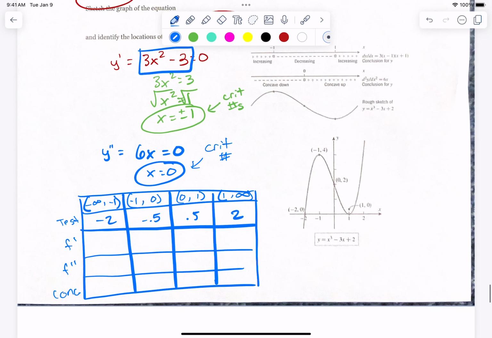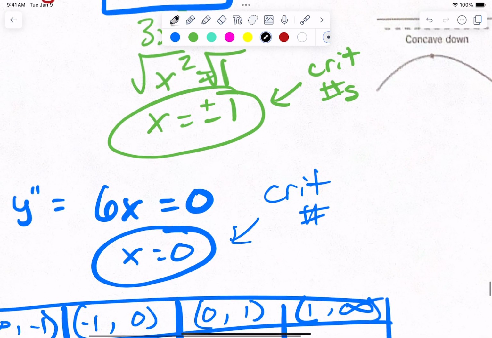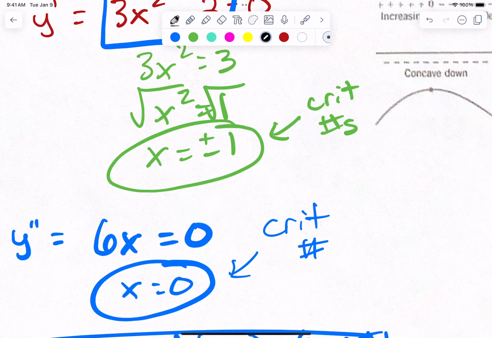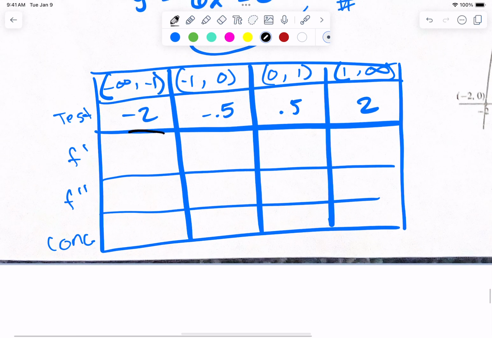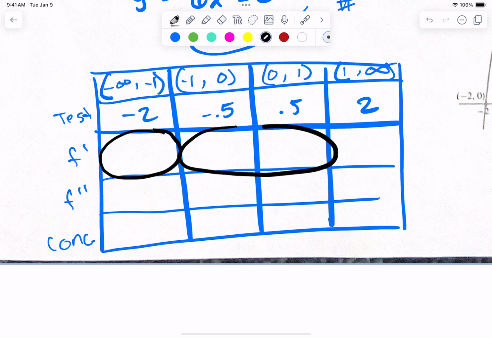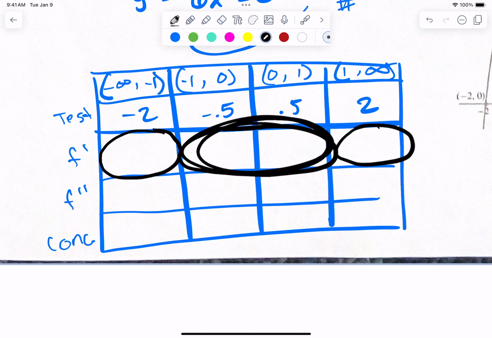Let's think smarter, not harder. The only critical numbers I had for the first derivative were positive and negative 1, which means for my first derivative I'm going to have something happening here, here, and here. I can lump these 2 chunks together because 0 wasn't a critical number for my first derivative.